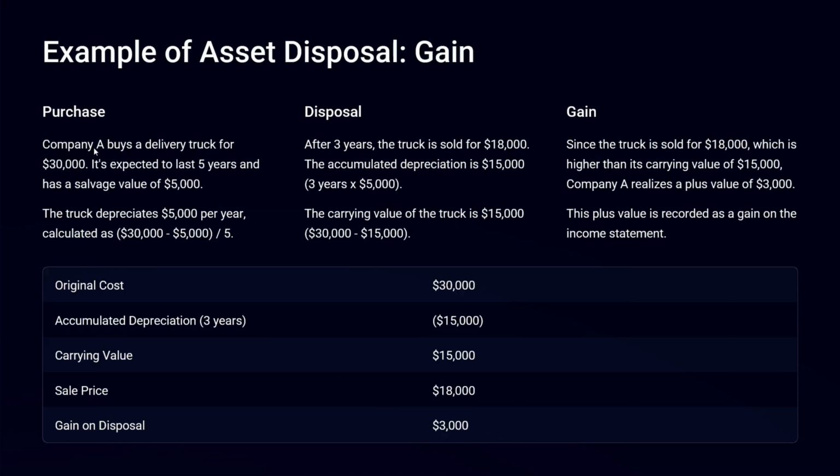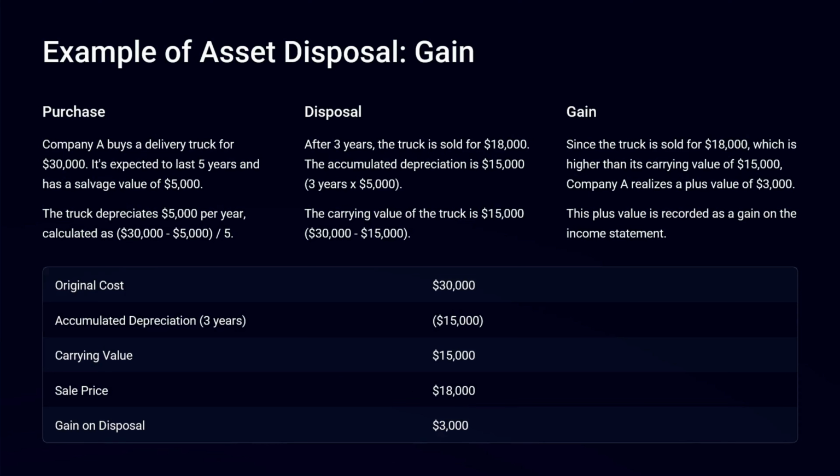Company A buys a delivery truck for $30,000. It's expected to last 5 years. That means the useful life is 5 years, and it has a salvage value of $5,000. So the truck depreciates $5,000 per year, which is calculated by $30,000, the purchase value, minus the salvage value, divided by the useful years, which is 5, and we get $5,000 per year. After 3 years, this truck is sold for $18,000.